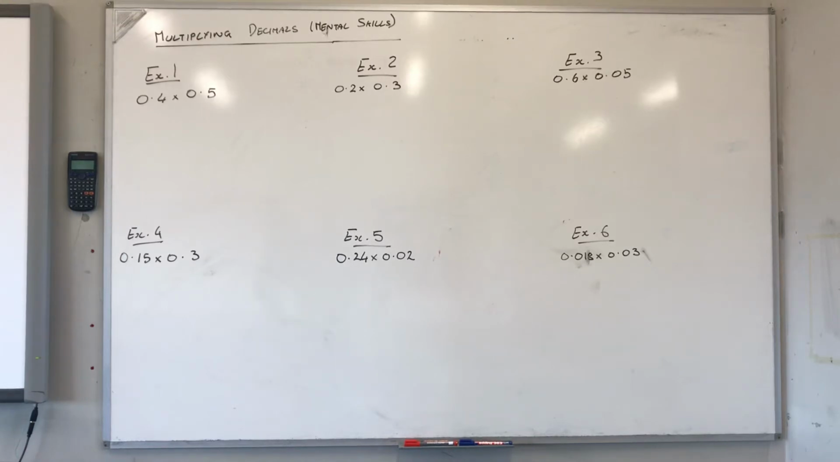We look at example 1. We see it's 0.4 times 0.5. Now what I'm going to do is try and recognise the numbers there that I actually can deal with. It's 4 and 5, okay? So what we need to think about is how many decimal points we've got, and also what those numbers are.